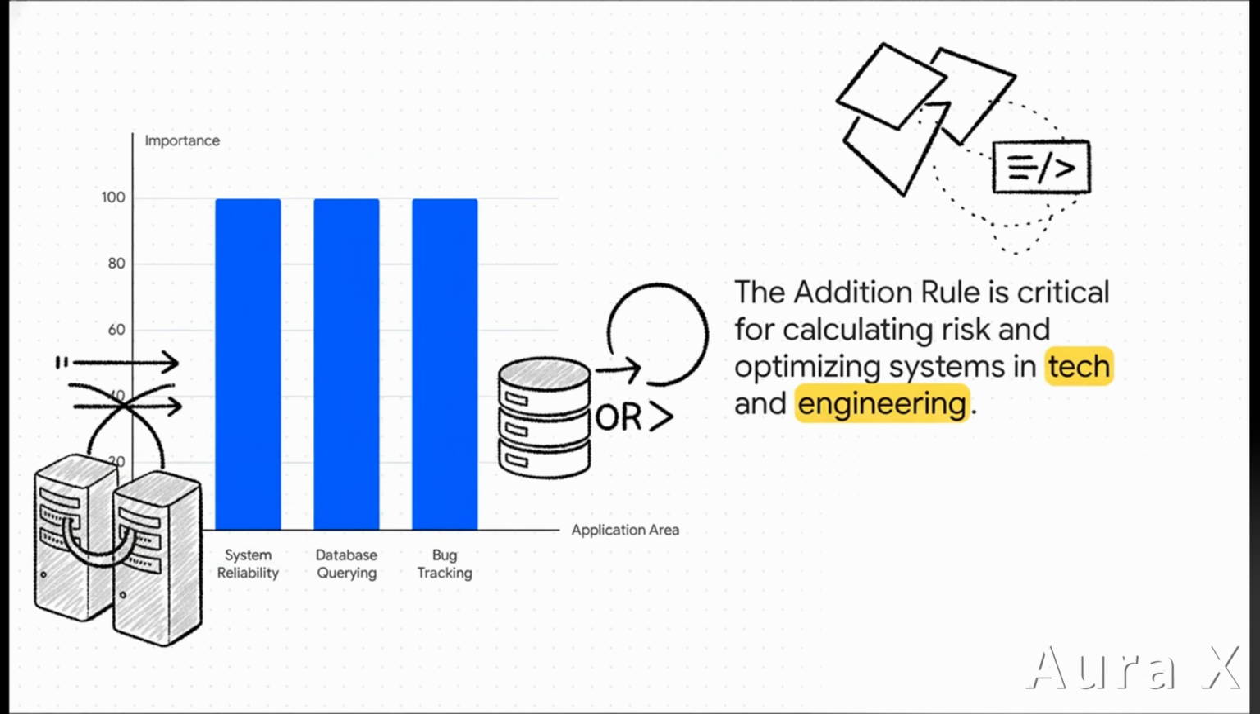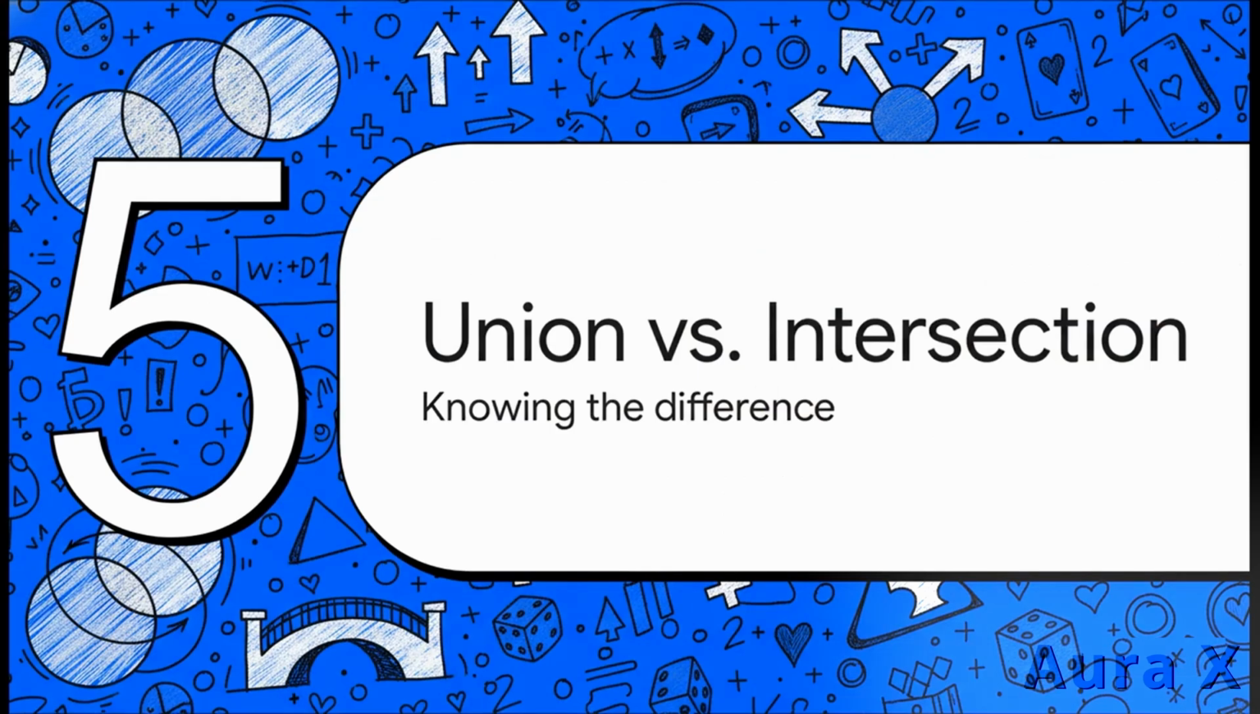And this logic, it shows up everywhere in tech. It's used to calculate the real reliability of a complex system. It's at the core of how database queries with OR conditions are optimized. It even helps developers understand how much of their code is actually being tested when they run multiple overlapping test suites. So to wrap all this up, let's just make sure we have the two core concepts, union and intersection, totally locked in. Getting these straight is absolutely key.